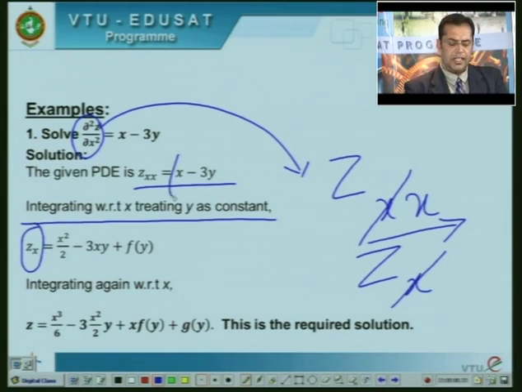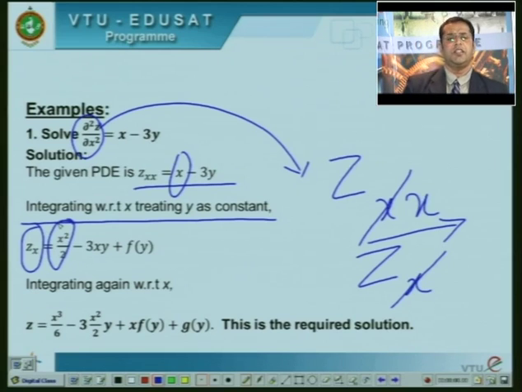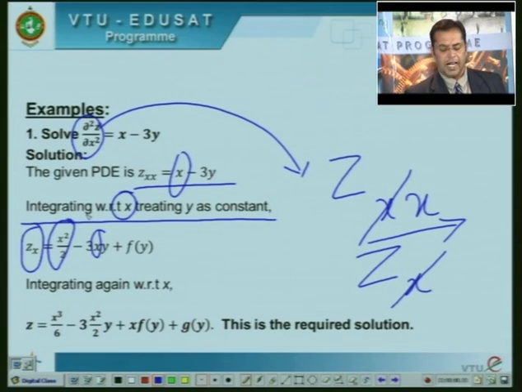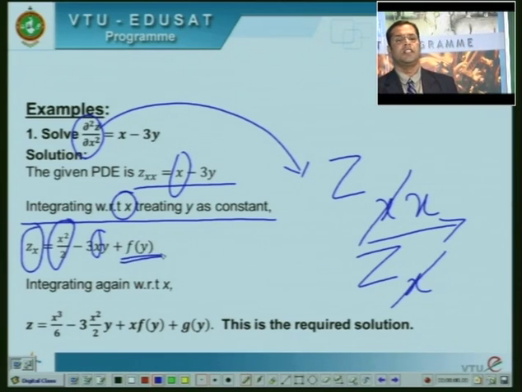Integrate x; integration of x is x square by 2. Then what is the integration of 3y? Because y is a constant, 3 and y are both constants. So, when you keep 3 and y apart, you are left with 1, and integration of 1 with respect to x will give you this variable x. So, it is minus 3xy, and because the integration is with respect to x, add a function of y as the constant.